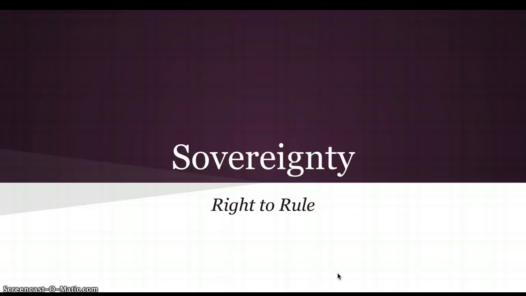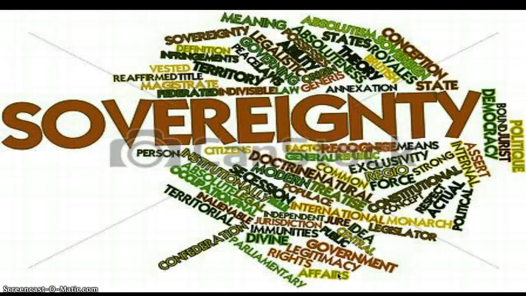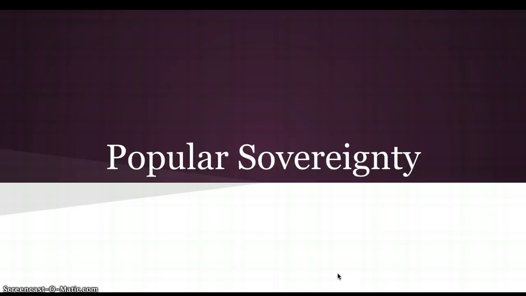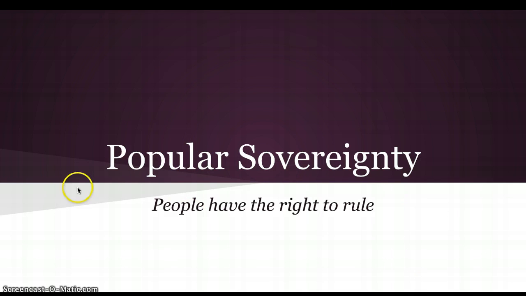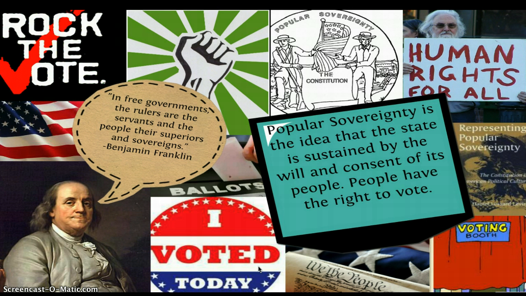Sovereignty is the right to rule. For example, the U.S. has sovereignty over Puerto Rico. We rule Puerto Rico. That idea that you have a right to rule, which leads to popular sovereignty. And when we have popular, we're dealing with people. People have the right to rule, very much in the idea that the United States has. This idea that people get out, vote, have a say in what goes on in society.